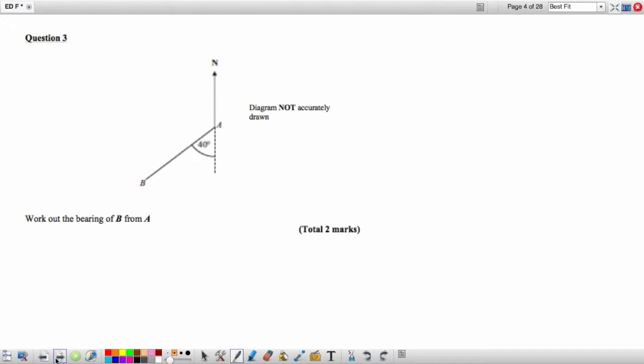Question 3. Work out the bearing of B from A. We start at A, the north line, and we go round in a clockwise direction. So we're told here that our angle is 40, and from this part here shaded, we have a straight line, so we need to add 180 with the 40 to find the total bearing, which is 220 degrees.